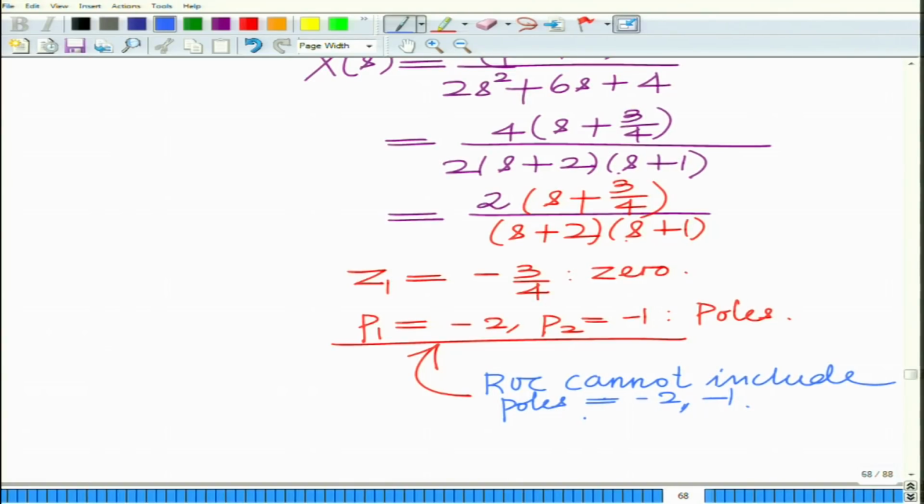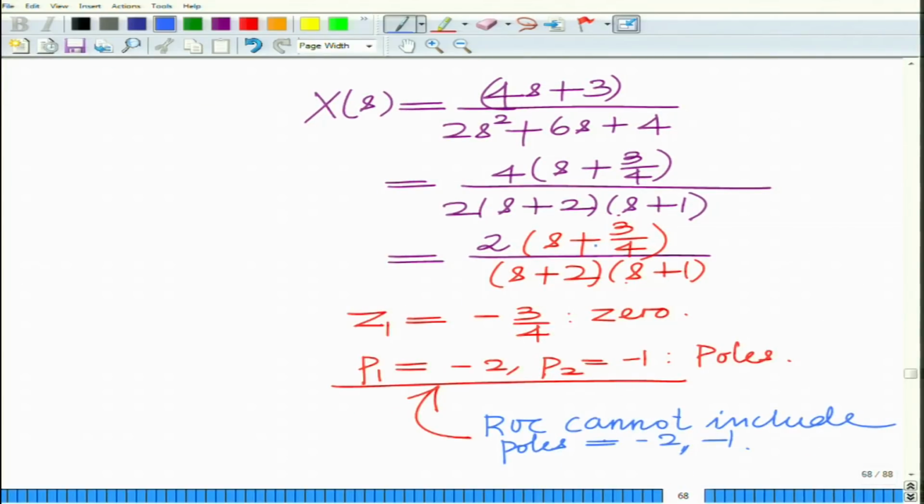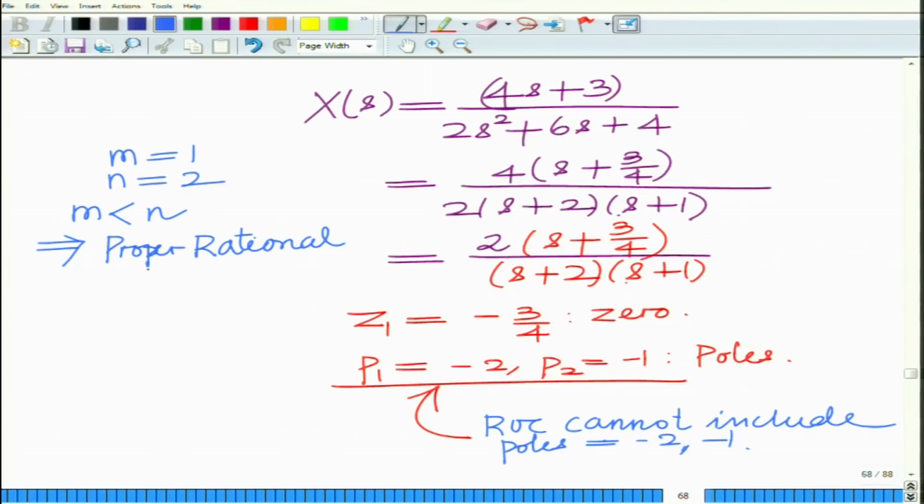ROC cannot include poles that are equal to minus 1. So, the poles are minus 1 and minus 2, and the ROC cannot include poles. Also, you can see here m is the degree of the numerator polynomial, m equals 1, n equals 2. So, you have m less than n, which implies this is a proper rational function.